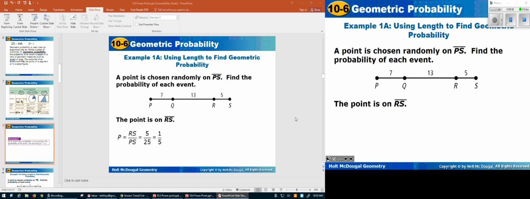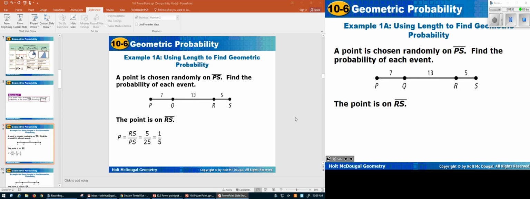Okay. All right, so then we're just going to do a few examples. I may skip some of them because some of these get pretty easy. So again, when you're writing your answers, the way I want to see it is the probability of, and then whatever your event is. So in this one it's that it's on RS. So we would say the probability of RS equals, careful. So what is RS? So it should be 5 out of, and then what's the total? 25.